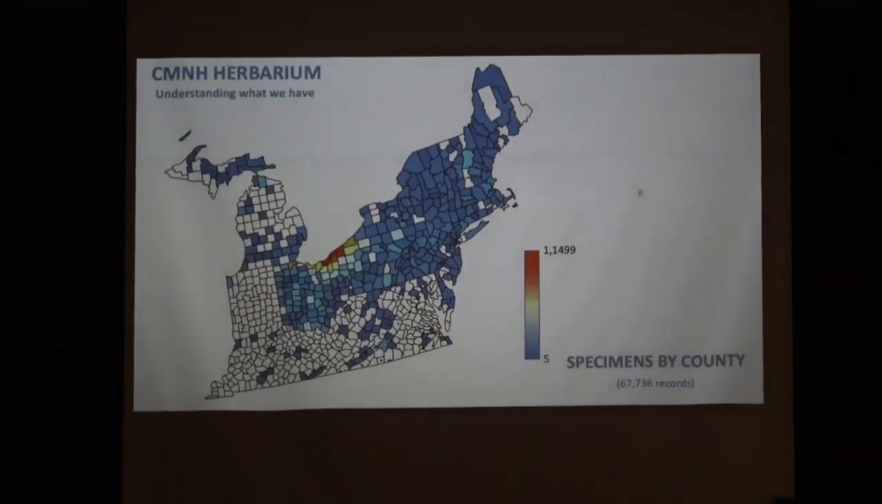And this is just showing that same data again, just as a heat map. So really well represented around sort of the Cleveland area where the museum is, with some sort of coverage up through the northeast as well.